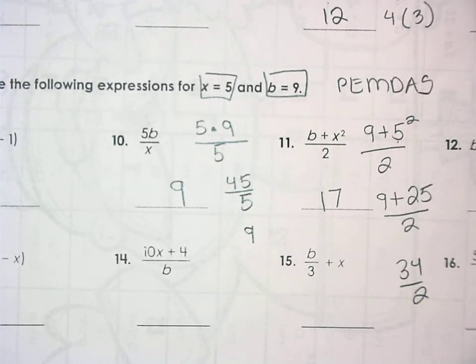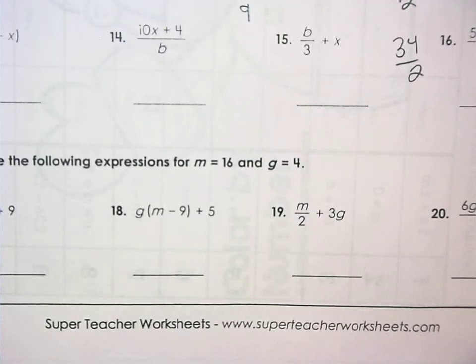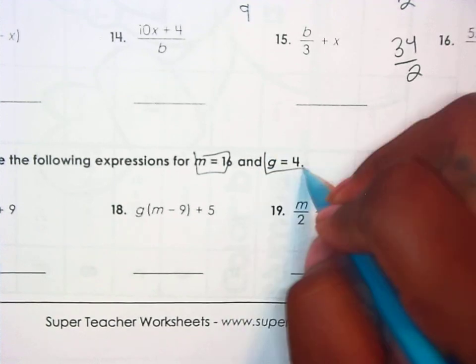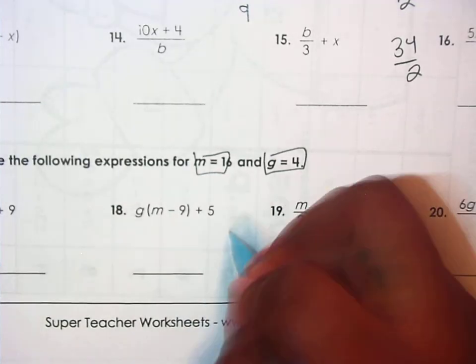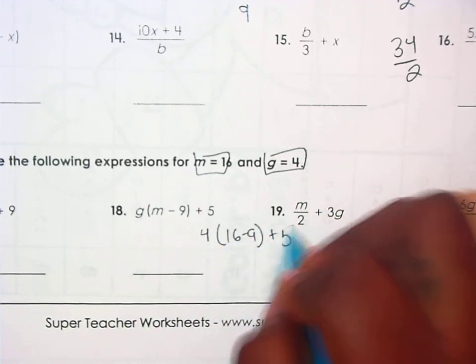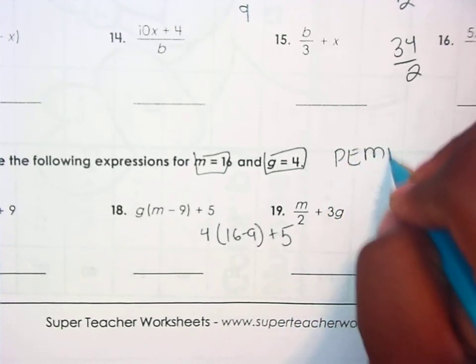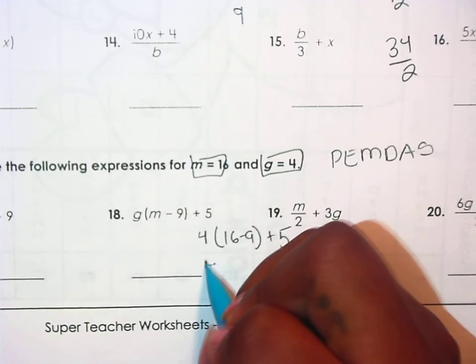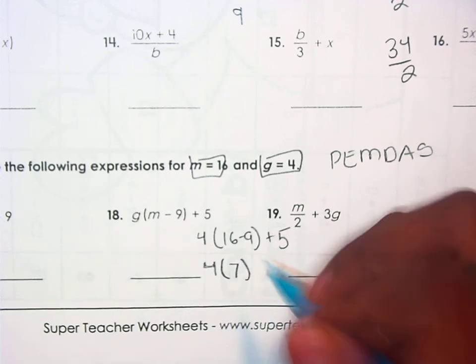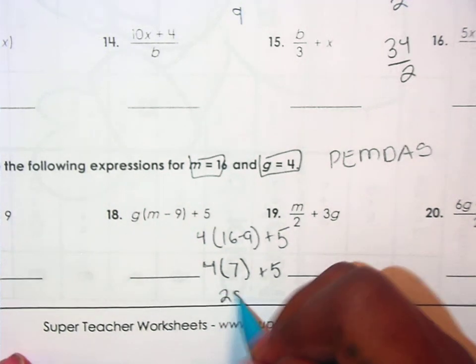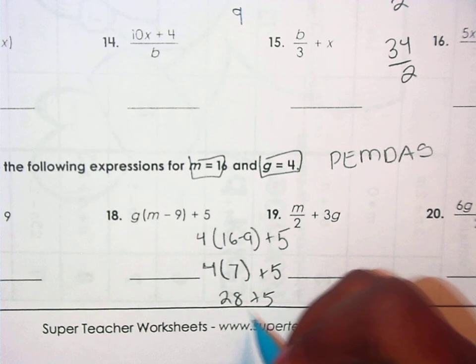All right, last section. I'm only going to work one because it's only 4 questions. Since I scrolled right down, I like the one I see at 16. Once again, I have 2 separate values: m equals 16 and g equals 4. Let's rewrite: 4 times (16 minus 9) plus 5. Using PEMDAS, I'm going to do 16 minus 9, which is 7, plus 5. Multiply: 4 times 7 is 28, plus 5. My answer is going to be 33.